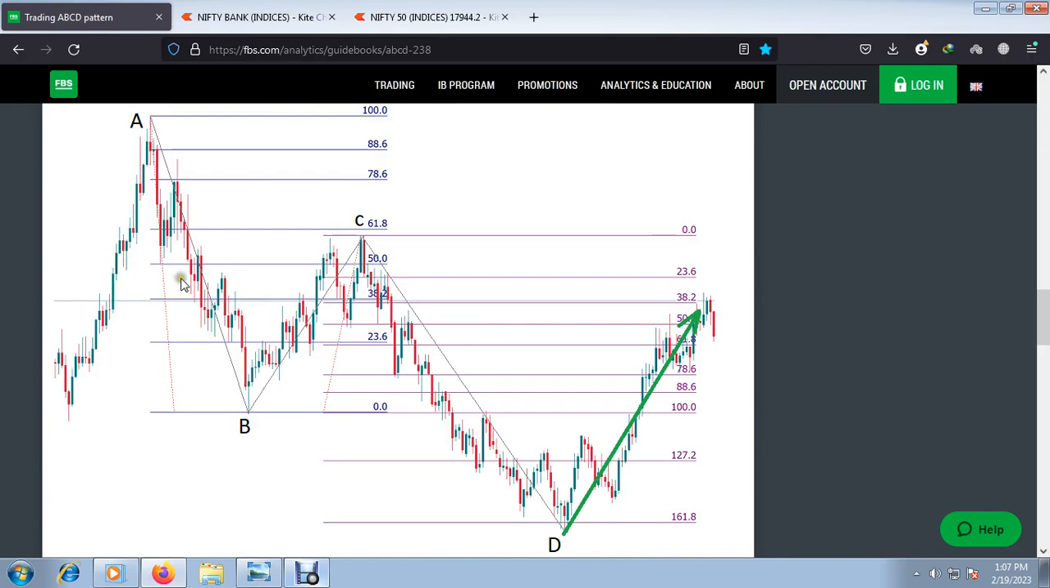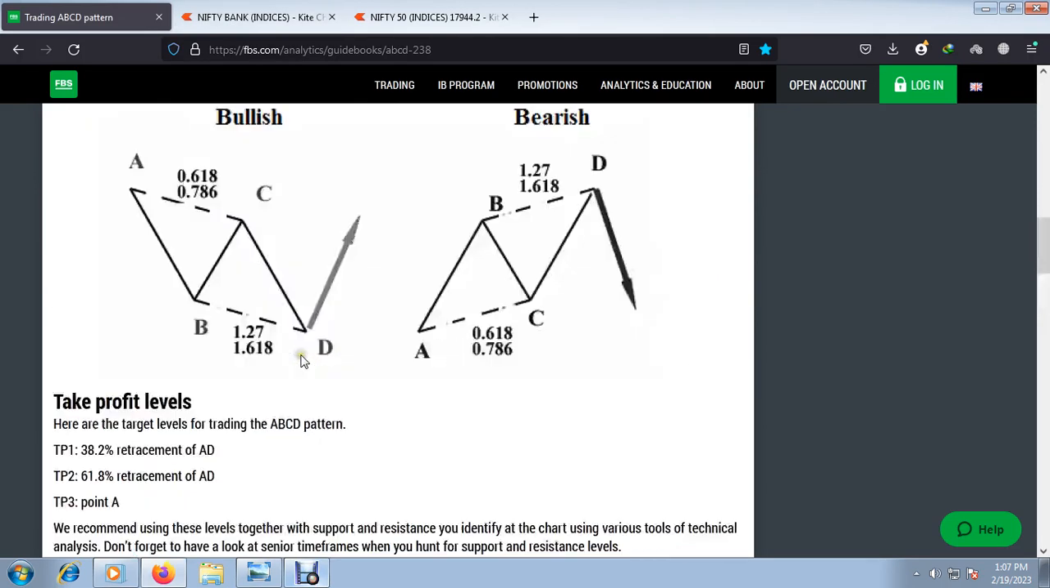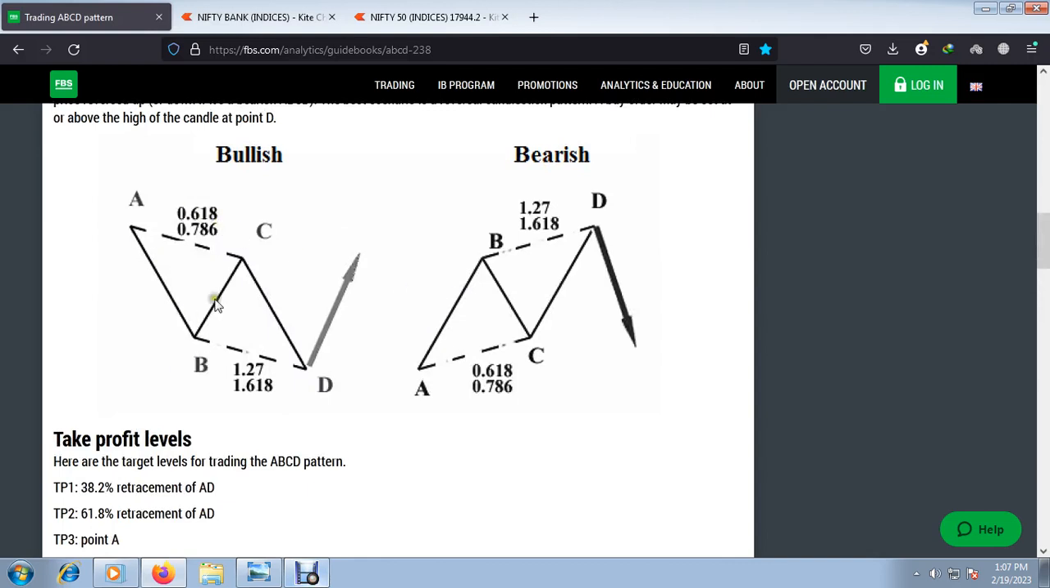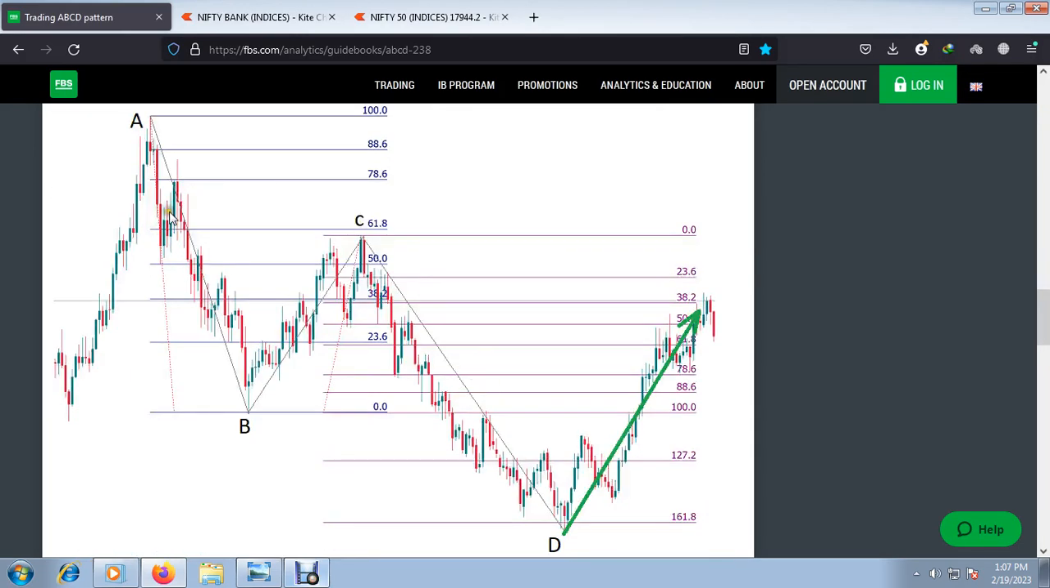So this is a bullish ABCD here. It was coming down and then it went up. If it is coming down, it is bullish: it will complete at the D point, then go up. And if it is going up, at the top it will reverse and go down. One example is given here, where AB equals CD, the length is equal.